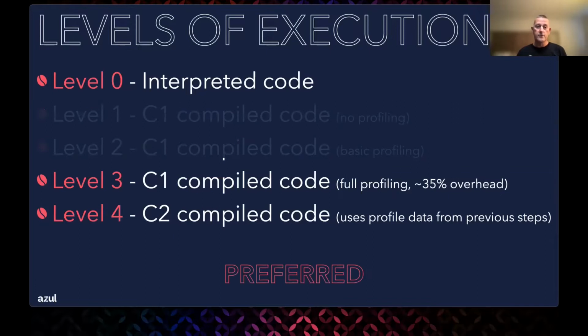And the preferred way of doing these transitions is we first interpret the code, level 0, and then if possible, put it into C1. And if this is then done, then we go to C2. This is usually the way it works in the JVM. There are other transitions between these levels, but we just take this as the standard for now.